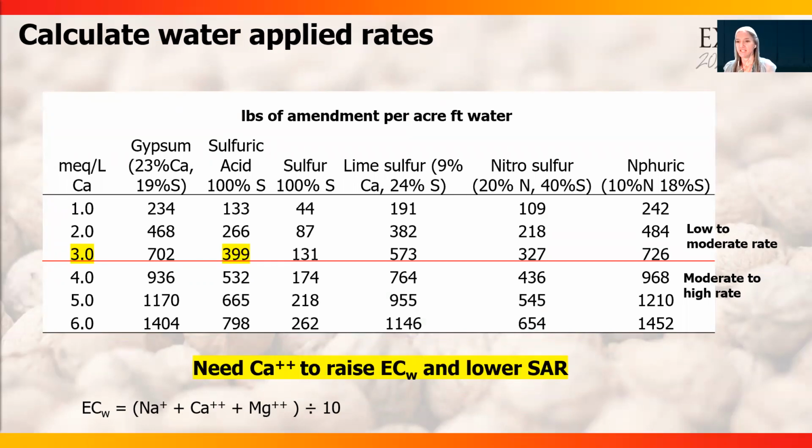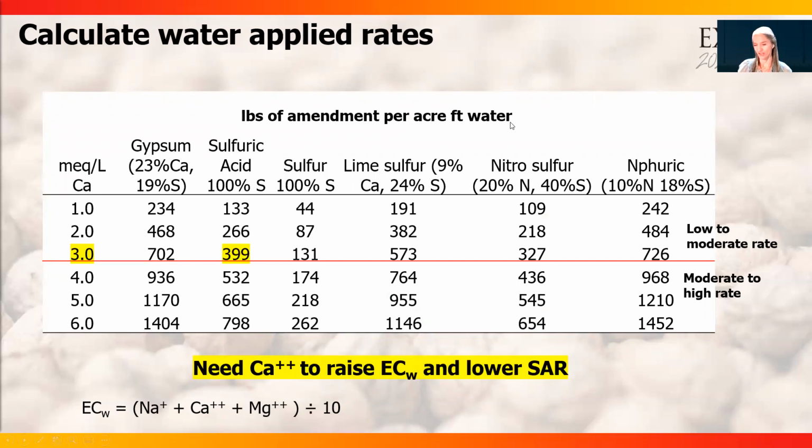Once again, the estimated rates for acid amendments assume that there is already sufficient lime to react with the sulfuric acid in the soil. These are some different types of amendments that are available: gypsum, sulfuric acid, sulfur. And then the table shows, when we use milliequivalents per liter of calcium as a measurement, the corresponding rate per acre foot of water.